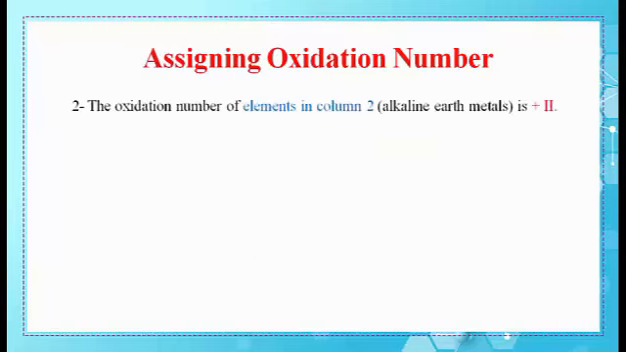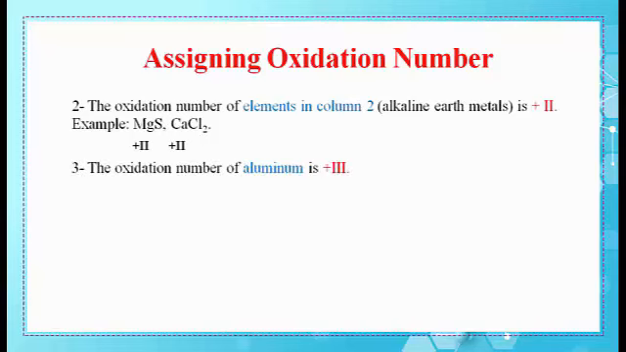The oxidation number of elements in column 2, which are known as alkaline earth metals, is +2. An example is MgS and CaCl2. Both Mg and Ca are alkaline earth metals and they are found in compounds, then their oxidation number is +2. The oxidation number of aluminum is always +3 in a compound. Example, AlCl3, the oxidation number of Al in this compound is +3.